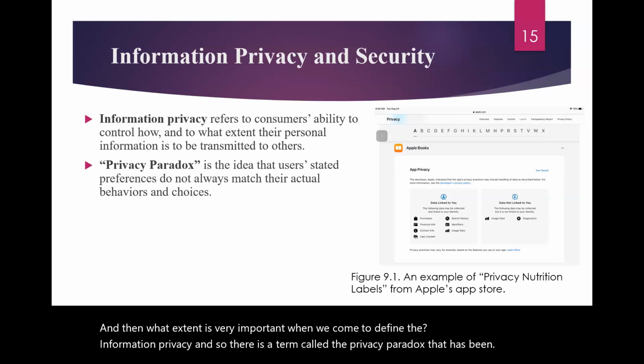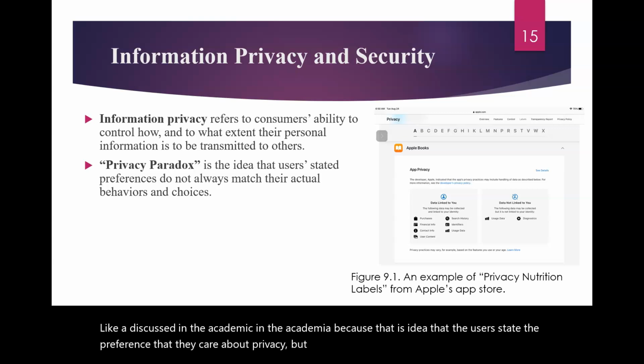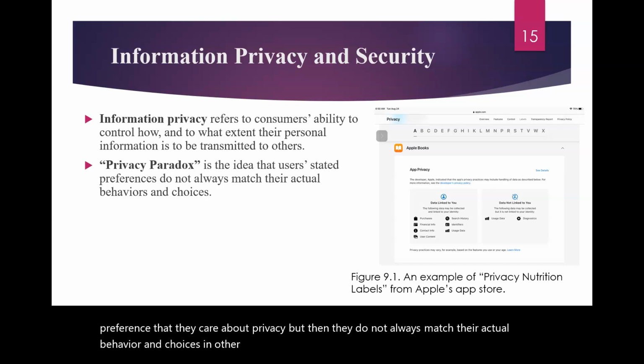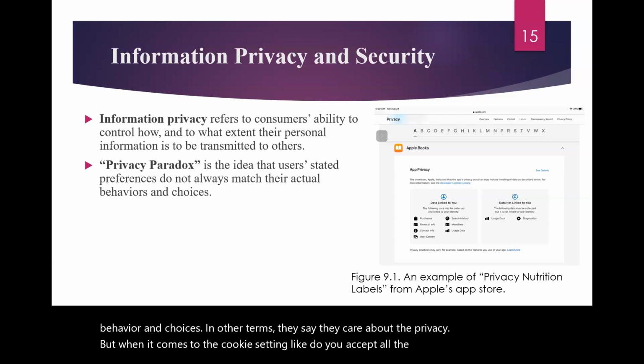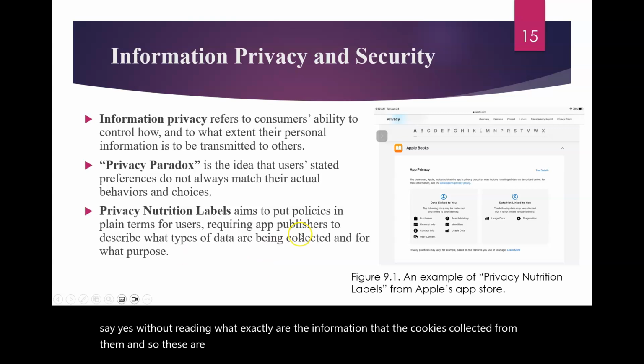that has been discussed in academia. It is the idea that users state a preference that they care about privacy, but this does not always match their actual behavior and choices. In other words, they say they care about privacy, but when it comes to the cookie setting, like do you accept all the cookies, they will say yes without reading exactly what information the cookies collect from them. This is called the privacy paradox.